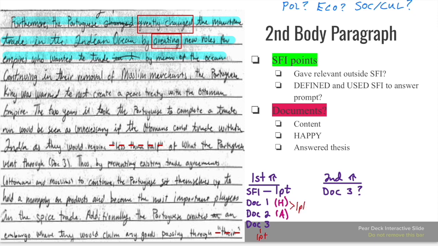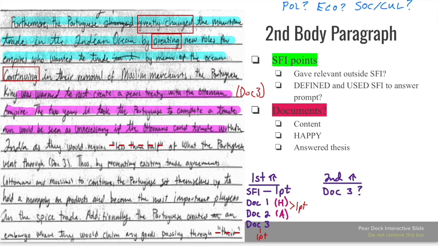Continuing in their removal of Muslim merchants, the Portuguese king was warned to not create a peace treaty with the Ottoman Empire. That was document 3. So I'm going to put doc 3 right here. Okay, because remember, you have to cite it. The 2 years it took the Portuguese to complete a trade run would be seen as unnecessary if the Ottomans could trade within India, as they would require less than half of what the Portuguese went through. Thus, by preventing existing trade agreements, Ottoman and Muslims, to continue, the Portuguese set themselves up to build a monopoly on products and become the most important players in the spice trade.